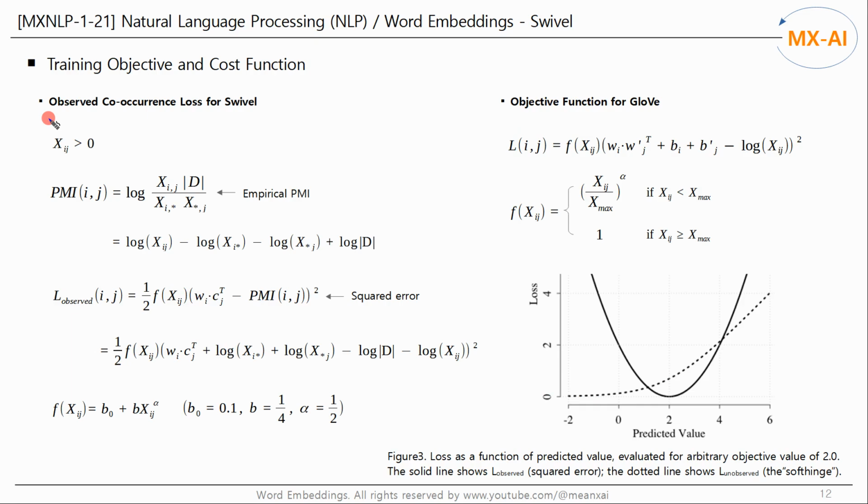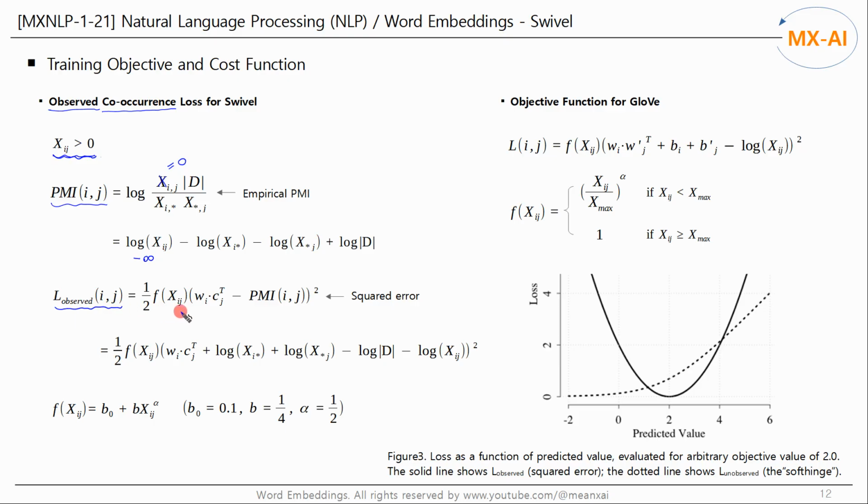Let's start with the simpler case where we actually observe the co-occurrence, meaning xij is greater than 0. As we saw in the previous video, the empirical PMI matrix can be computed from the observed co-occurrence counts. However, when xij is 0, the term log xij becomes negative infinity, so the PMI is not defined in the usual way. For now, let's focus on the case where xij is greater than 0. We'll call this loss the observed co-occurrence loss, or L-observed.